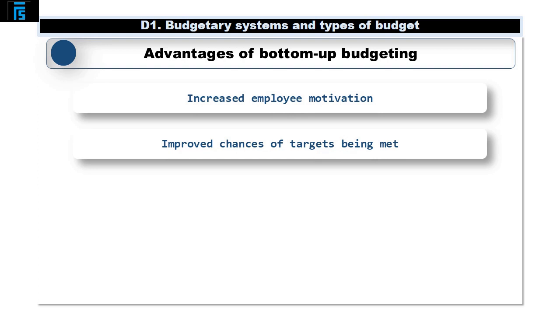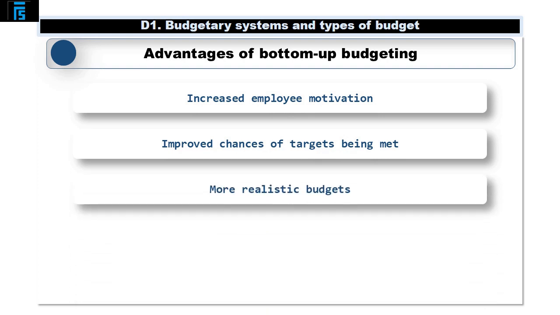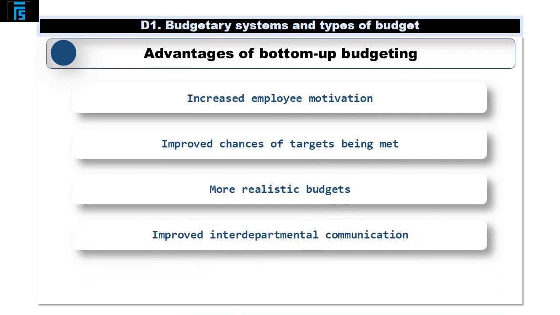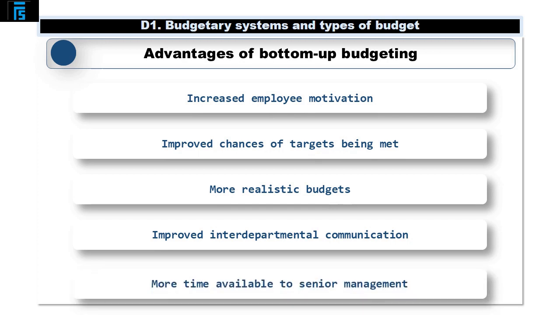Junior management will, by nature, compared to senior management, have a more detailed knowledge of their area of the business, and hence produce more realistic budgets. Building a budget from the bottom up will encourage and improve communication between departments. Bottom-up budgeting should free up senior management time to focus on other important matters.